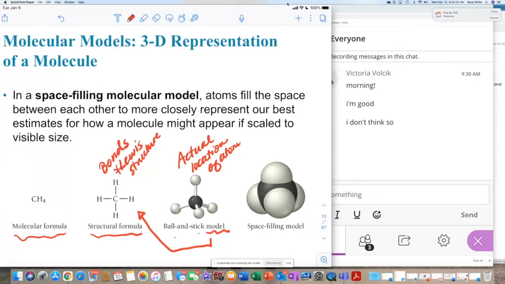The ball and stick model is based on what we call the VSEPR model. The VSEPR model is a step up, an improvement of the Lewis structure, where it shows the actual location of the atoms relative to a central location. In this case, this is our central atom, showing you how these other four atoms are arranged around the central atom.